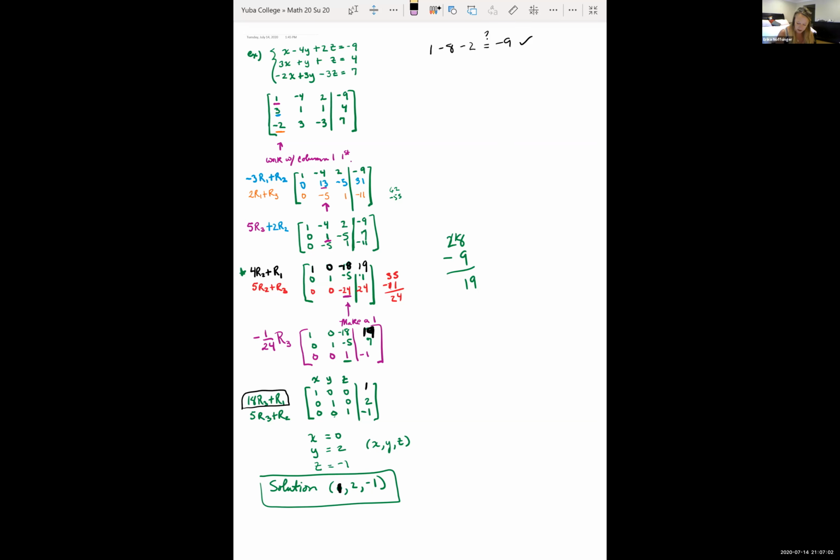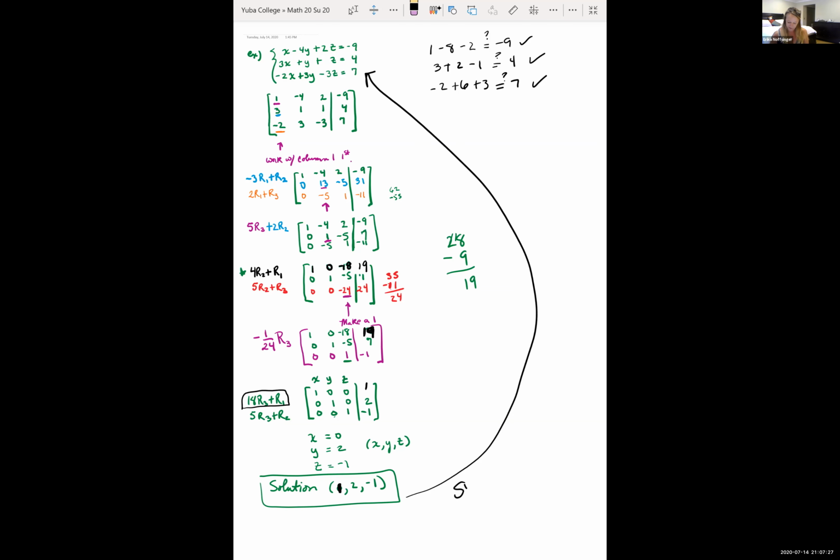So this would be 3 plus 2 minus 1. Does this really equal 4? And it does. And then -2 plus 6 plus 3. Does that equal 7? And it does. Yay. Okay, so just go back and substitute, to check.